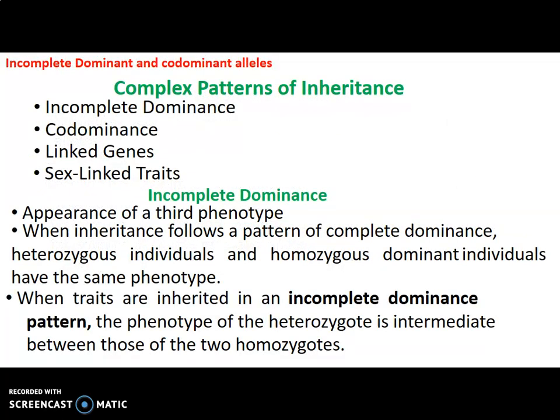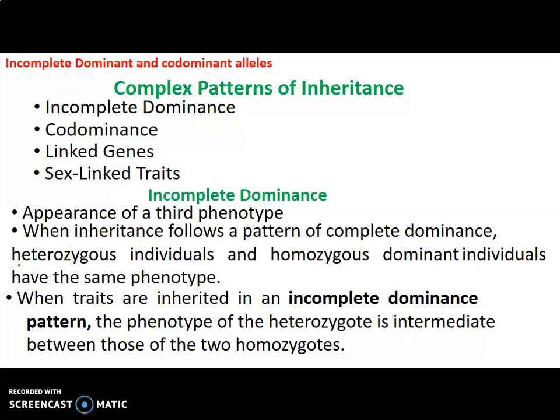Now, complex patterns of inheritance. How do these complex patterns of inheritance come up? You can remember that Mendel highlighted that in a pair of alleles, an allele can be either dominant or recessive. But after Mendel's work, reviews were made and people found out that apart from these two, there are still other forms in which alleles can be expressed. These other forms are the ones that we call complex patterns of inheritance.